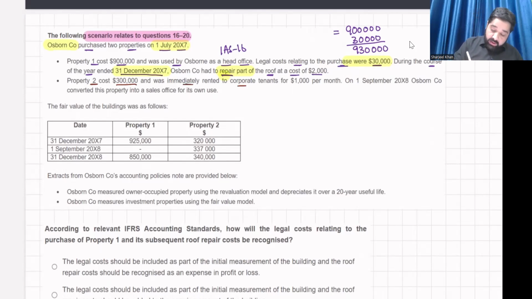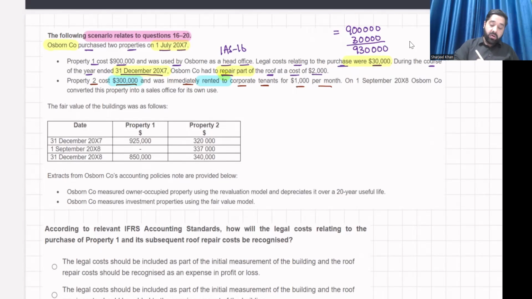Okay. Now property 2 cost $300,000, which is the purchase price for property 2, and was immediately rented to corporate tenants for $1,000 per month. The intention of the Osborn Company is to earn rental income from property 2. So when property 2 was purchased, it was immediately rented out to a corporate tenant to earn rental income.